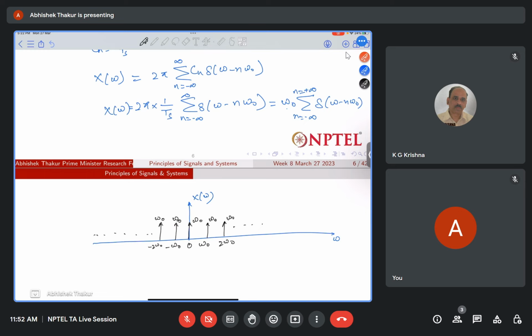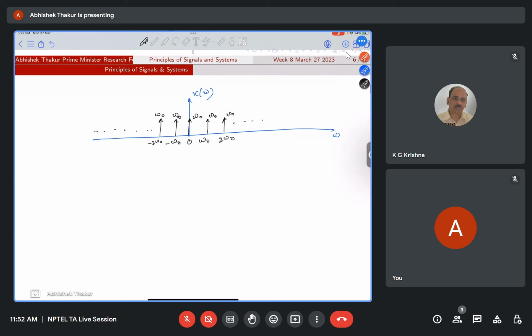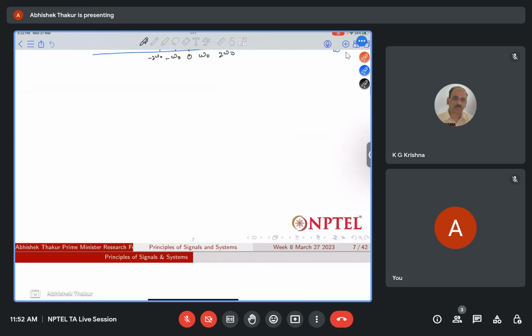So, we'll take some other example of Fourier transform.